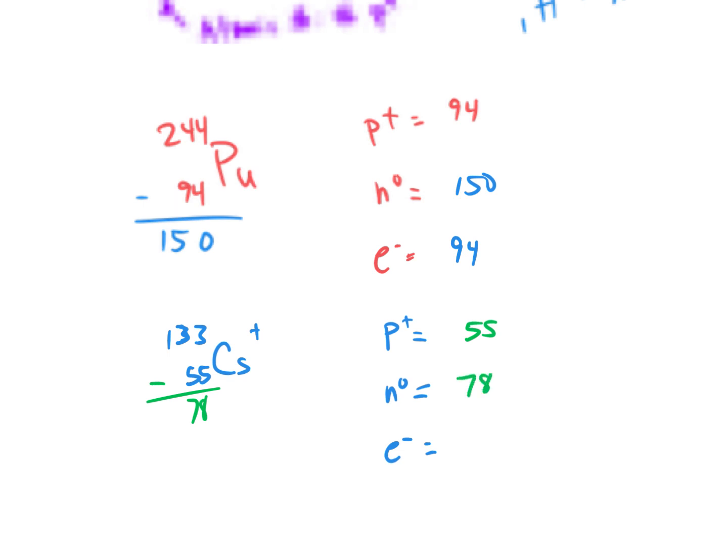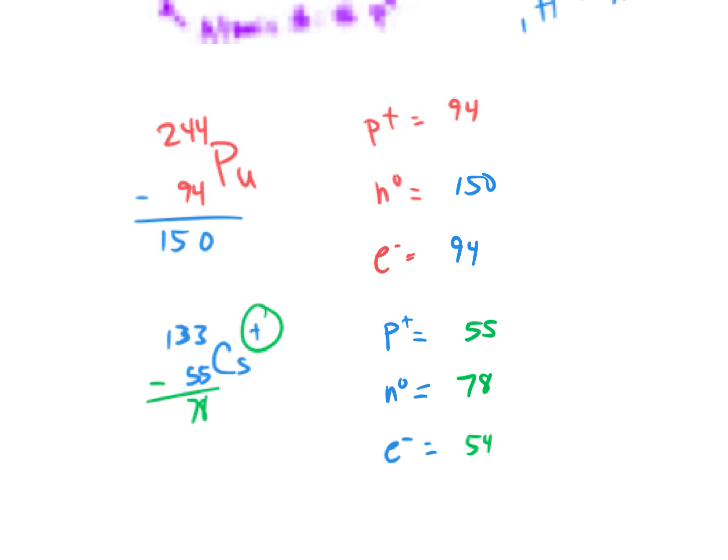How many electrons? Can anybody guess? When I say guess, I mean educated guess. 54. What do you guys think? Does it have more protons or more electrons? More protons. How do you know? Because it's positive, and protons are positive. How many more protons does it have? Just one more. And we know we have 55, so it must be 54.